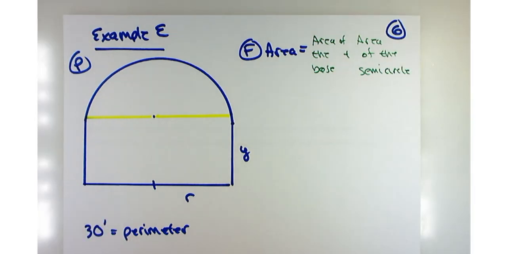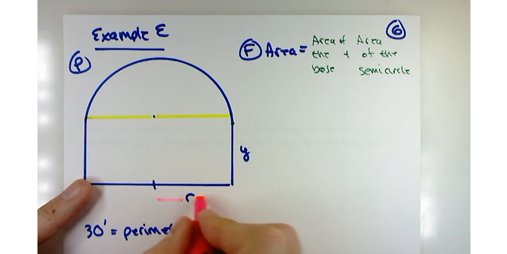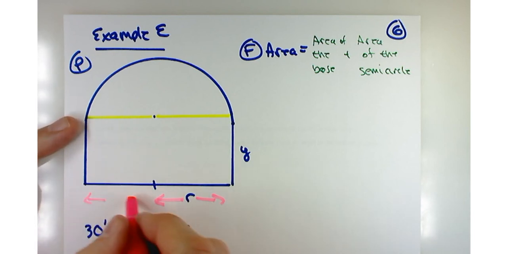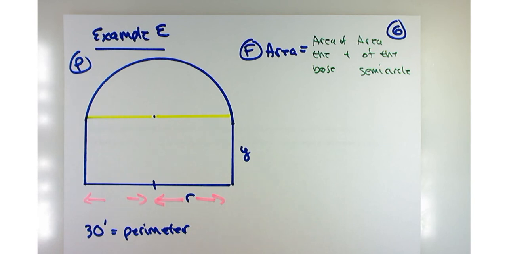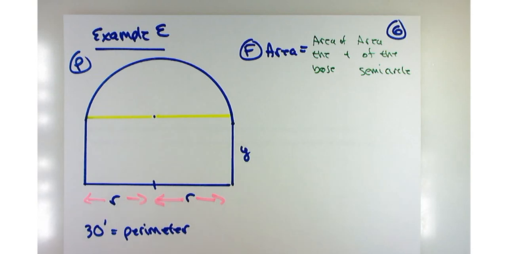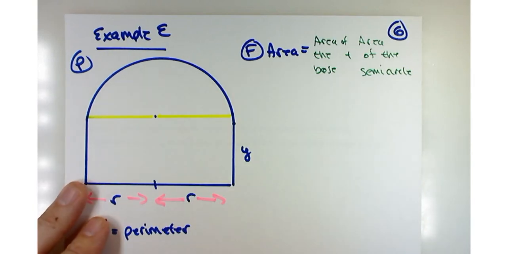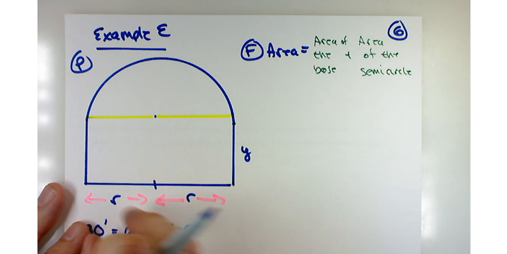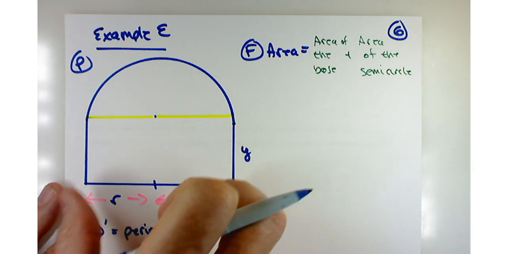Okay, looking good. Let's see what we can do with this. Now the area of the base, we have to be a little bit careful. R is just half of this distance, right? It's not the full distance across. So the full distance across would be 2R. I'm just using R because it represents the radius, and that'll help us out up here. So the area of the base, let's put that in terms of R and Y, is going to be 2R times Y.